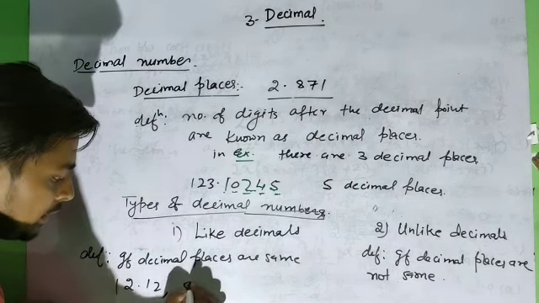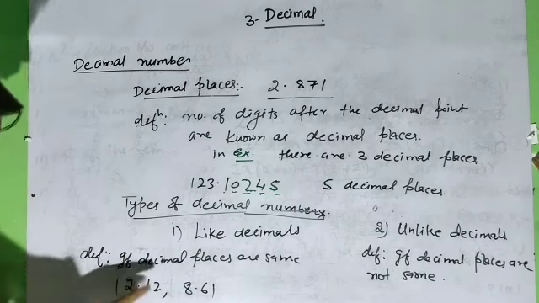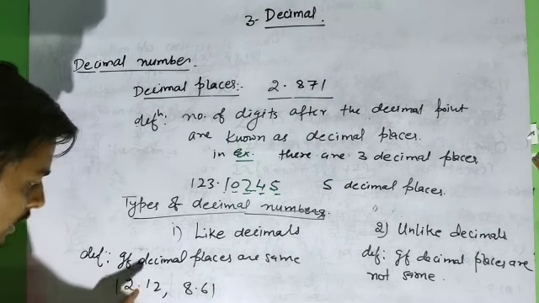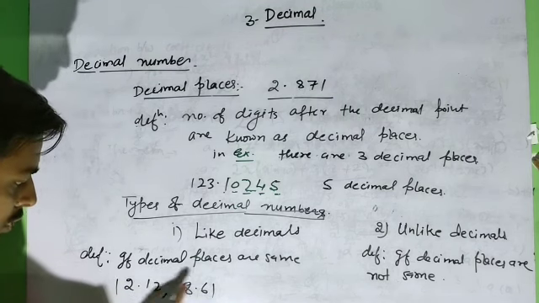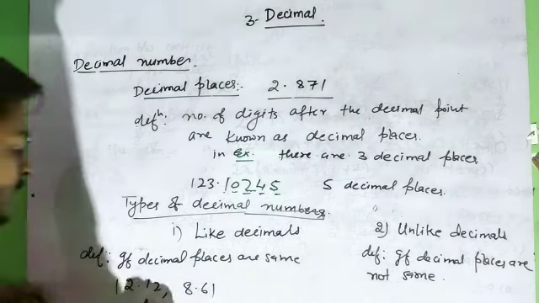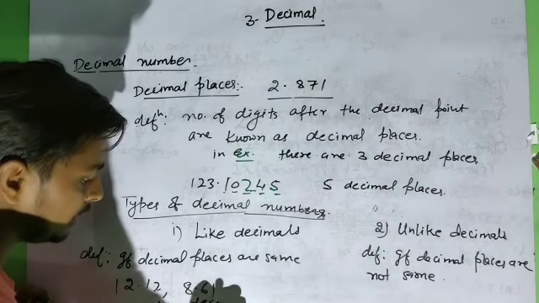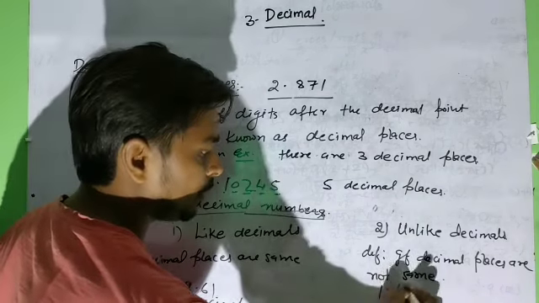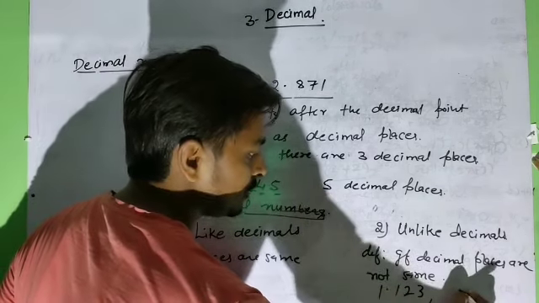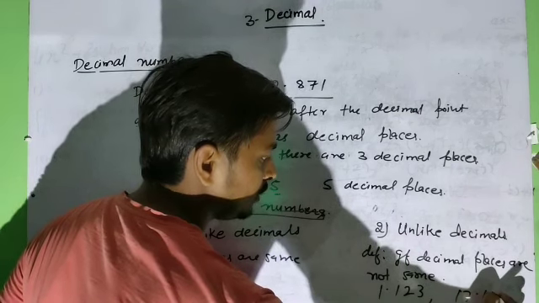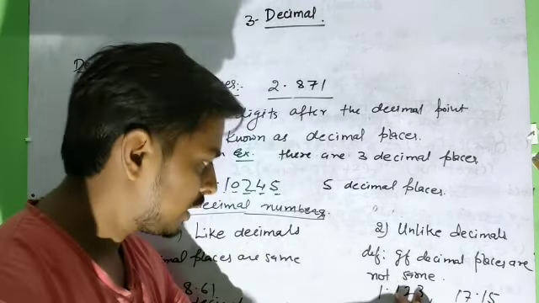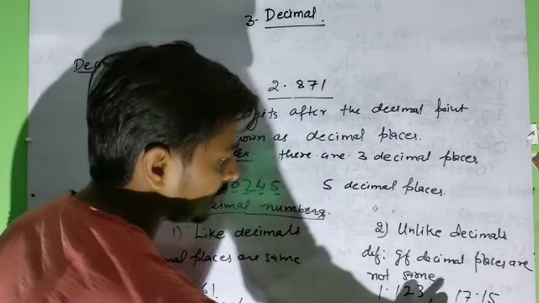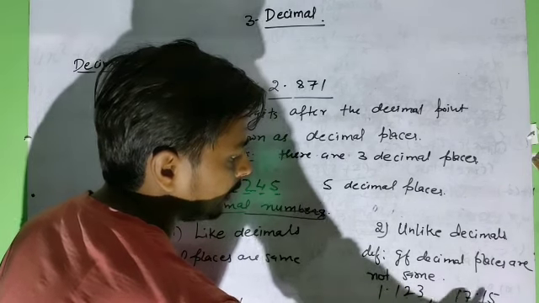So you can take example 2.12 and 8.61. No need to compare the whole number part, we have to just look at the decimal part. Here there are 2 digits, 1 2, here there are 2 digits, 1 2, so these are like decimals. And if the example is 1.123 and 17.15, here the number of digits is 1 2 3, here 1 2, so these are unlike decimals.